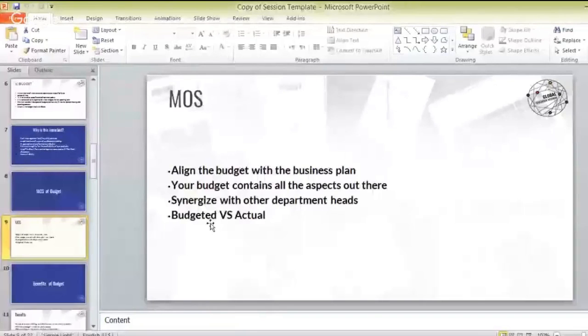The second thing is, as I said, your budget contains all the aspects out there. So you cannot miss anything, or be surprised that you have a certain expense or commitment that you didn't plan from the beginning, which will naturally cause a deviation in your budget. The first point, aligning the budget with your business plan, as we discussed before, is that it's aligned with the vision and the organizational goal for the upcoming year.